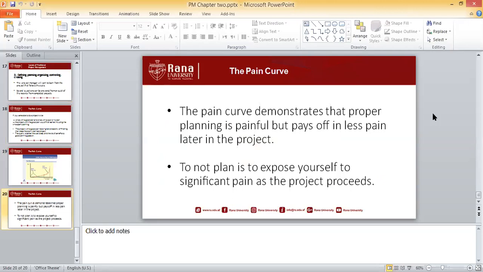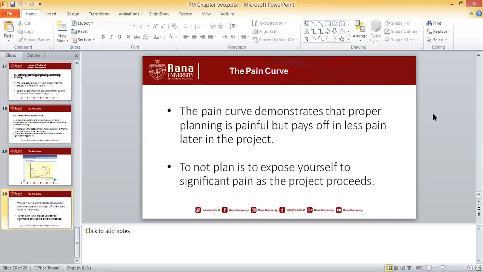In the last, I have a demonstration of the pain curve. And what does the pain curve demonstrate? It simply demonstrates that proper planning is painful. Initially it's painful, but it pays off in less pain later in the projects. Initially you will suffer pain, but you can reap the benefits of this painful planning in the later stages of the project life cycle, like project implementation or execution and project closing.